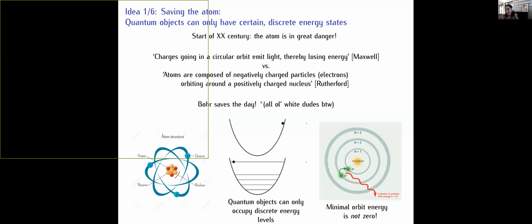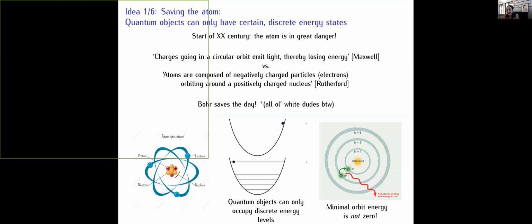So this means that a better way to look at the atom, which is still a gross simplification, would be... Anna, can you maybe try to see who's there?